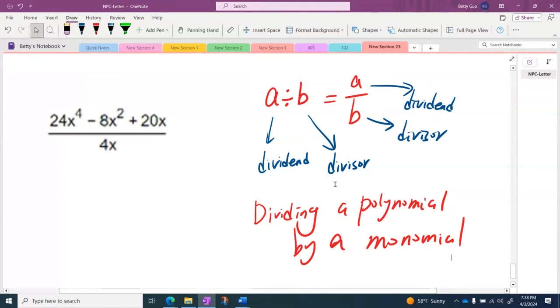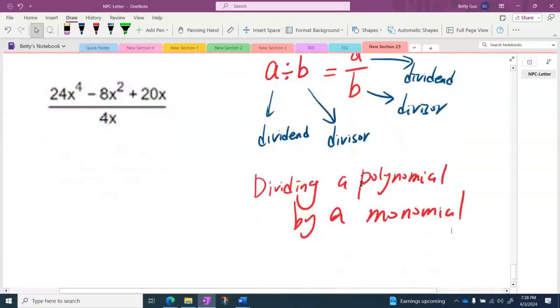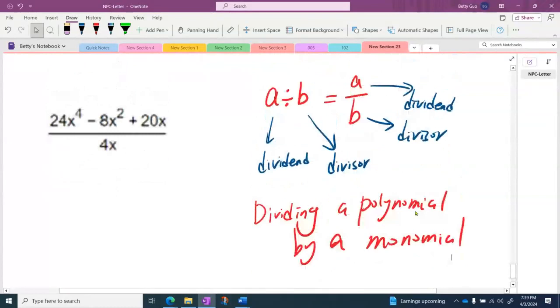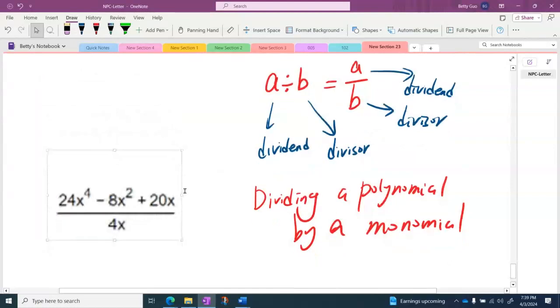The regular case, when the divisor is not a monomial, is more complicated. We probably don't have time to cover that today, because if the divisor is not a monomial, we're going to learn long division, and to explain a long division problem, I need at least 20 minutes. So we are not going to cover that today, but we are going to cover how to divide a polynomial by a monomial. We are going to talk about how to divide two polynomials when the divisor is a monomial. For example, this case.